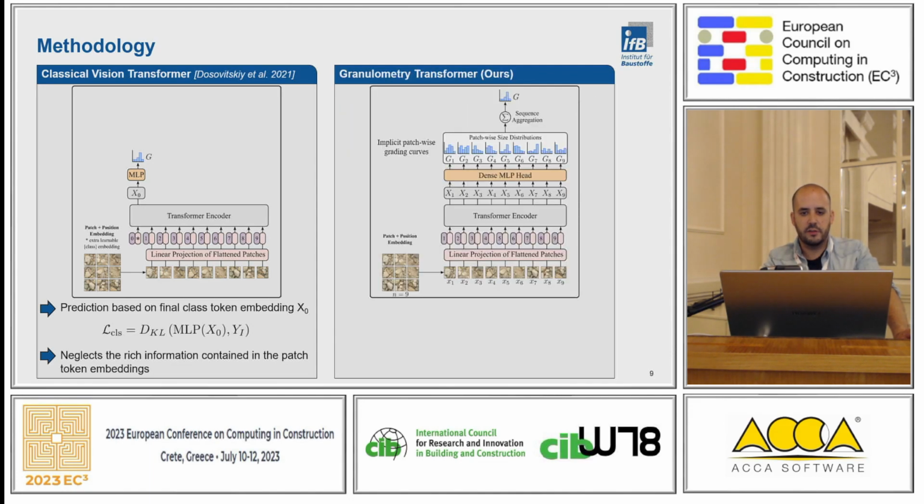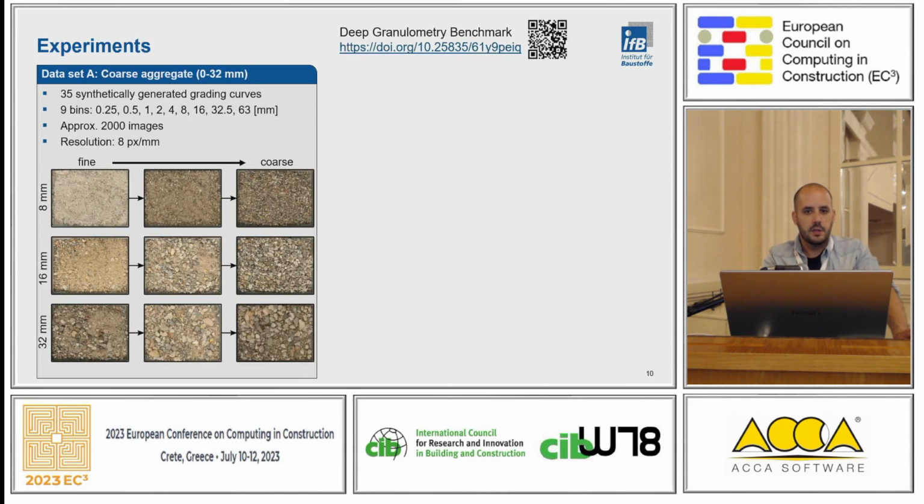Yeah, if we transfer this to the architectural design, we can see that the learnable class embedding or class token is discarded here, and we derive a feature embedding for each and every patch token, which are then fed into a dense multi-layer perceptron head, and the implicit patchwise grading curves are determined, and we impose the loss on the final grading curve, which is computed as the average of the implicit distributions.